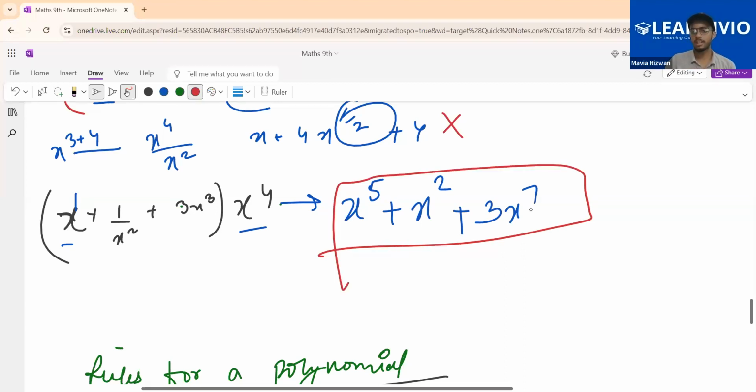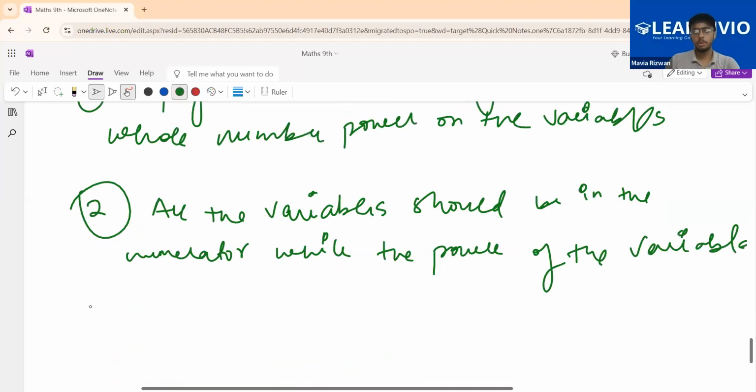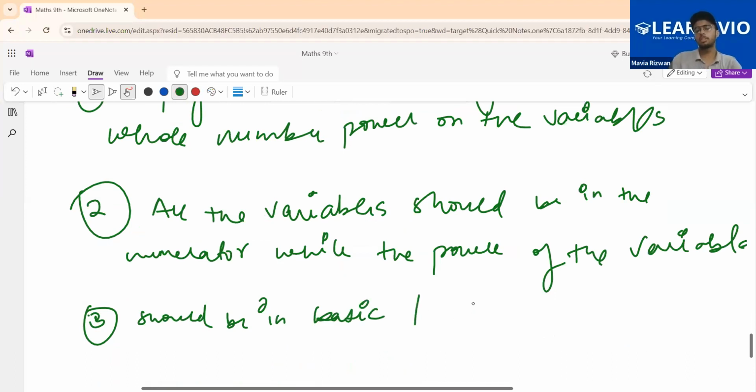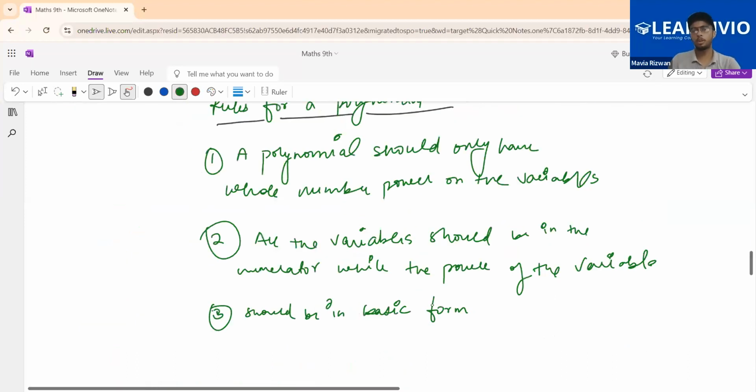Okay, so you have to check this also. So the third rule is it should be in basic form. Basic form means that nothing in common. Okay, so this is how you check whether it is a polynomial or not. Okay, and this is very, very important.